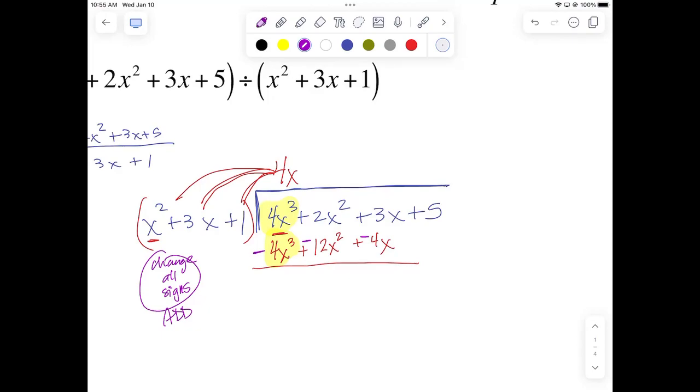Now, what's 4x cubed minus 4x cubed? 0. You should get a 0 in that first column, or you didn't do the first step right. Now let's see what we get. What's 2x squared minus 12x squared? Negative 10x squared. And then 3x minus 4x is negative x.